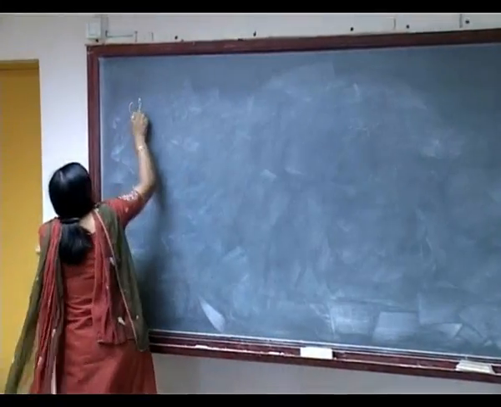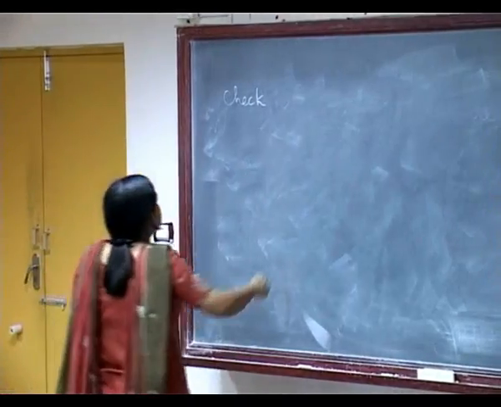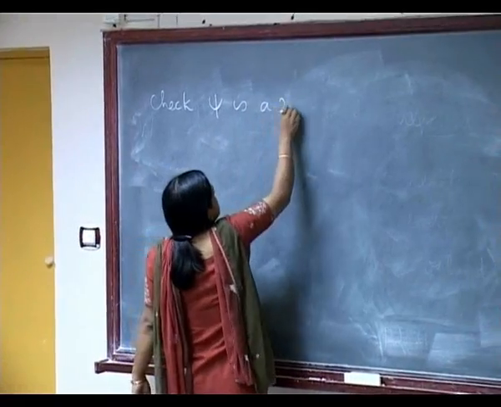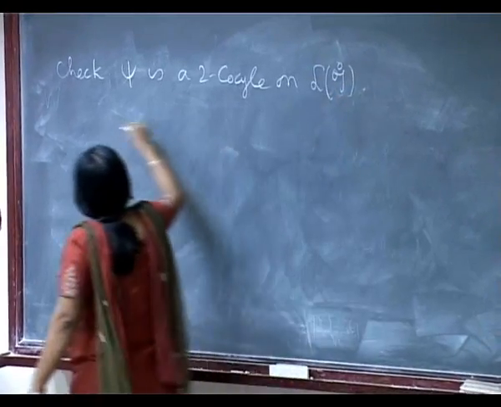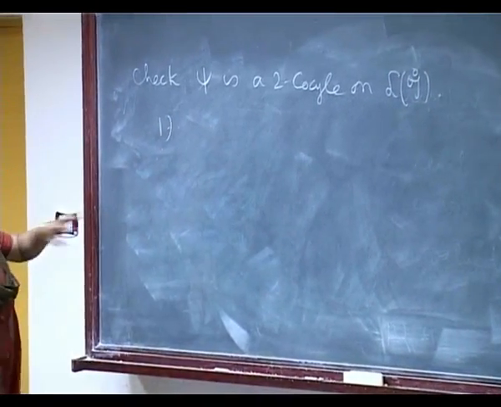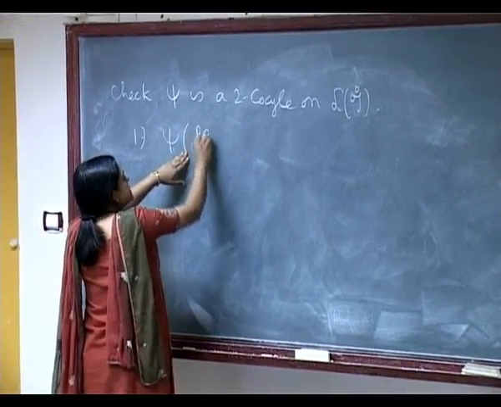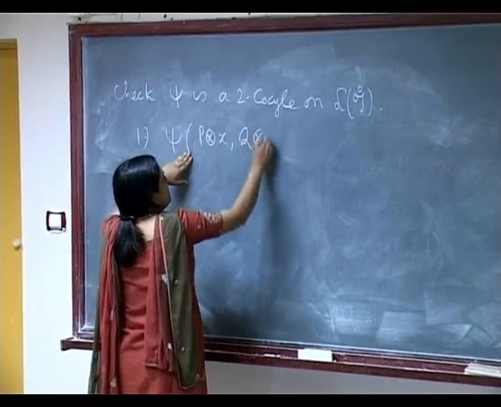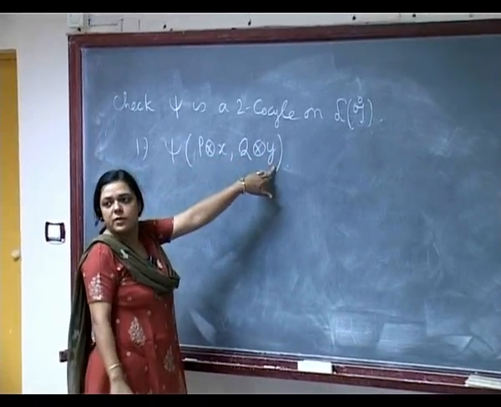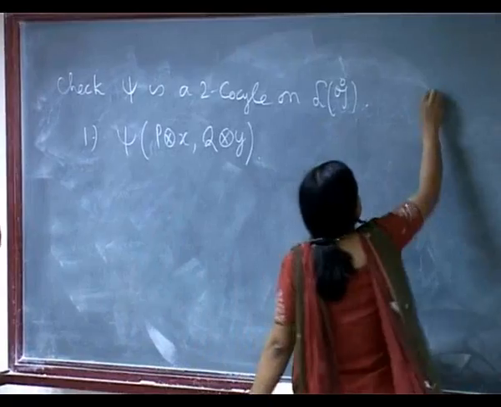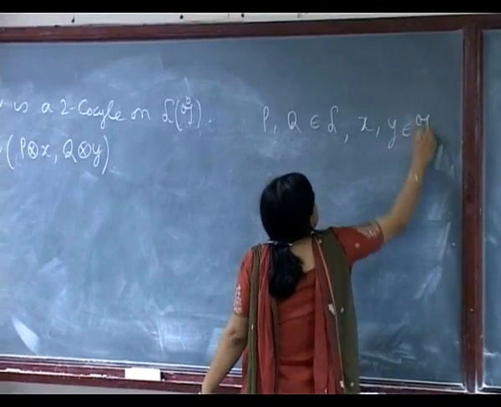So, check that this psi is a 2 co-cycle on LG naught. First, we will check this on elements of the kind P tensor x, Q tensor y. P and Q are coming from L, x and y are coming from G naught.